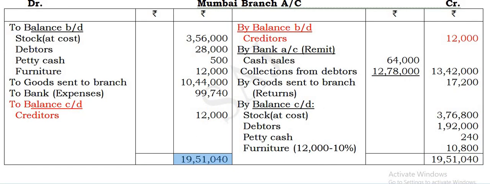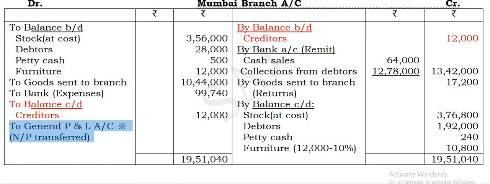So find the totals. 19,51,040. Now this is the total amount, and the difference you are getting, that is the net profit being transferred to the general profit and loss. So you can pause it and you can keep writing it.